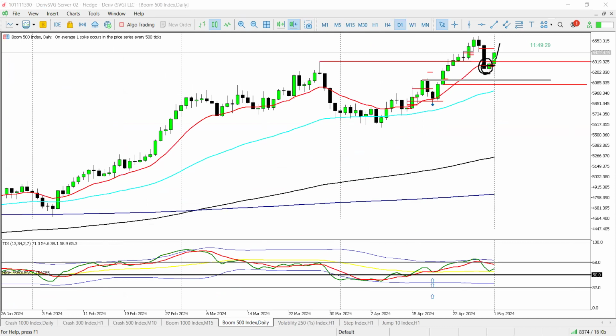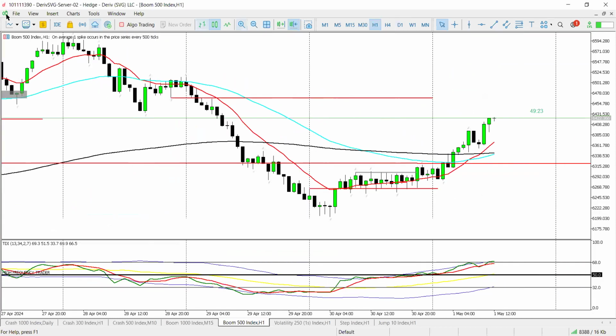So the daily close rejecting the 13 EMA gave a bullish bias from the onset. From the time today opened, we were bullish. If you notice, H1 is also confirming that.